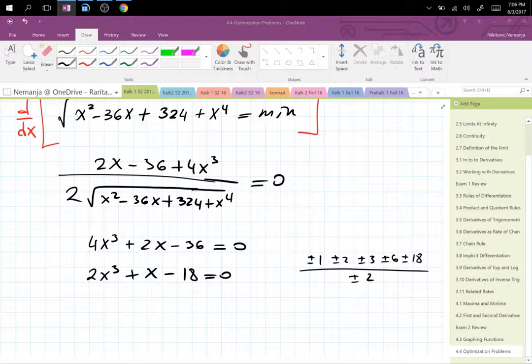So solve 2x cubed plus x minus 18 equals 0. We have 3 answers. 2 are complex, which we are going to ignore, and the 1 real answer, which is x equals 2.